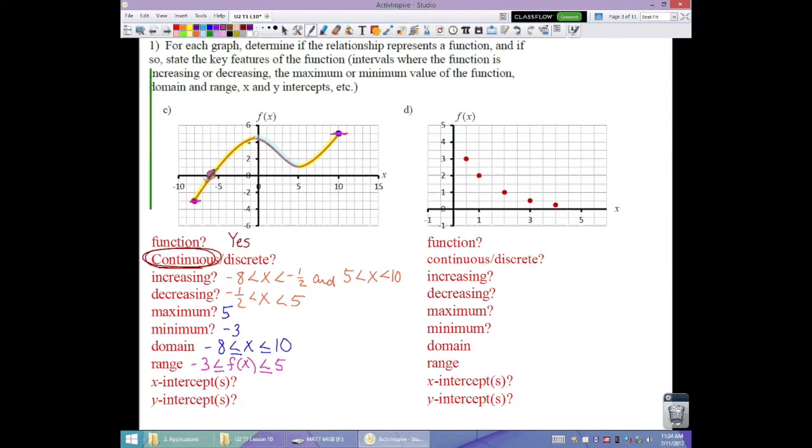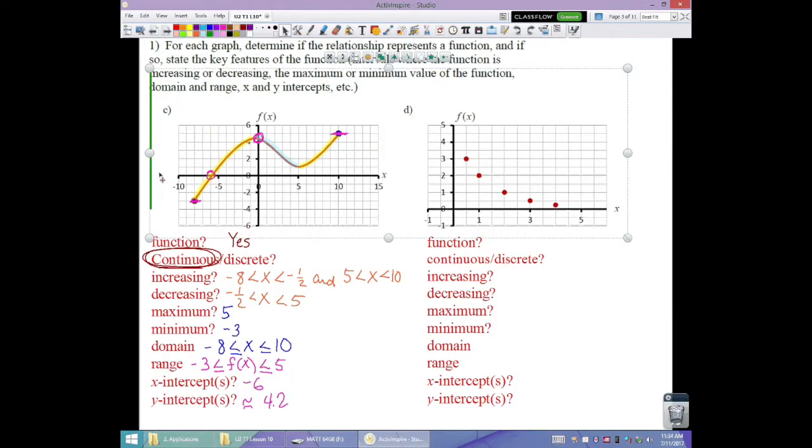X-intercepts, there is just one. It happens at -6. Y-intercept, we have 1. And again, that one's not on an exact integer. So let's say it's about 4.2, 4.3, somewhere in there.